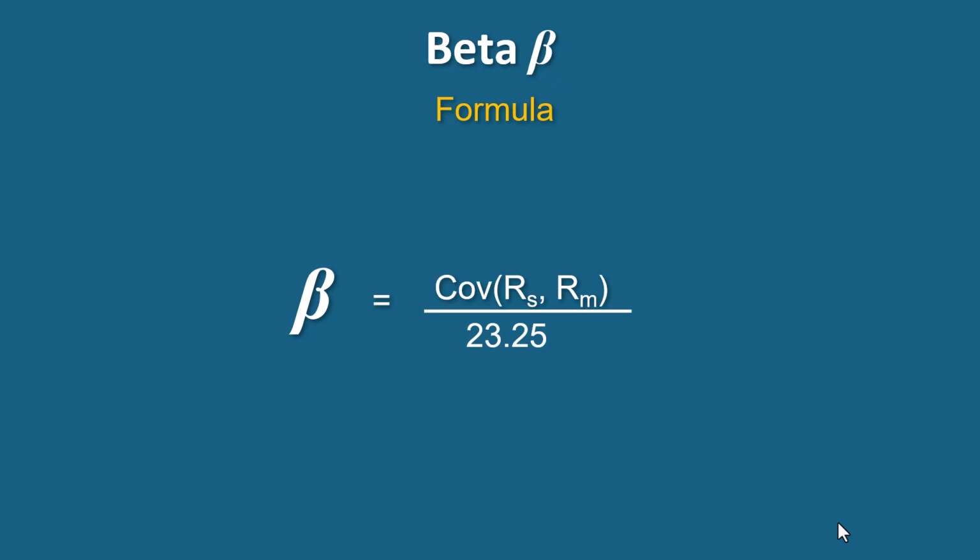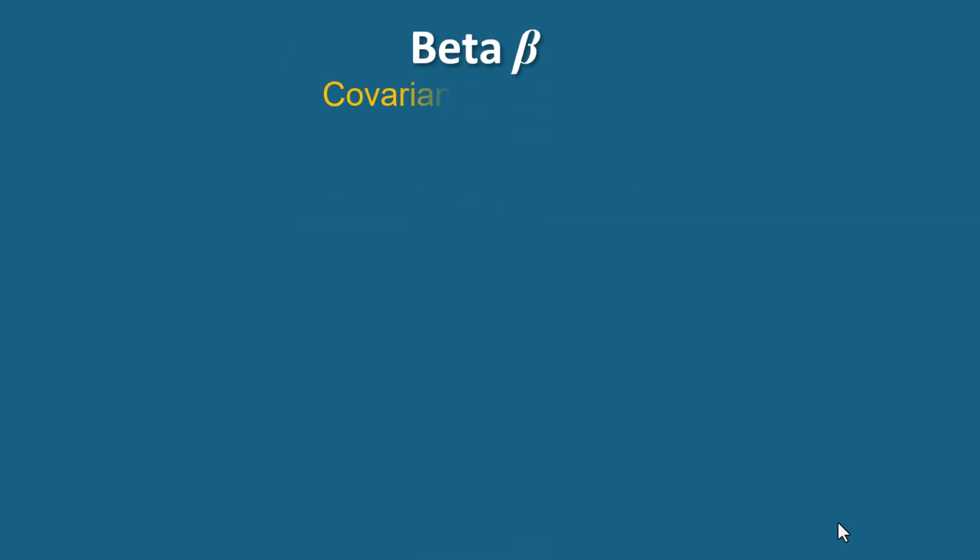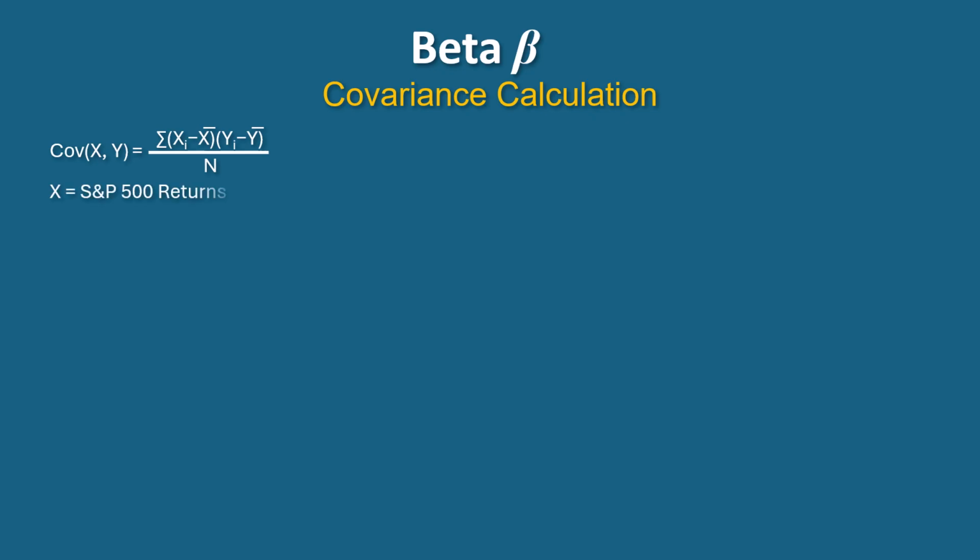Now we move to beta's second part, covariance of stock return and market return. The formula for covariance is covariance equals summation of (x minus x bar) multiplied by (y minus y bar), divided by n. Here, X is the S&P 500 returns, and Y is Tesla's return.